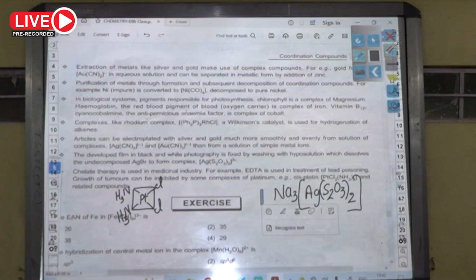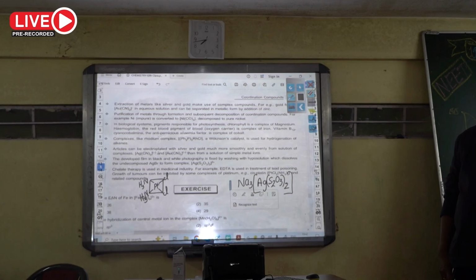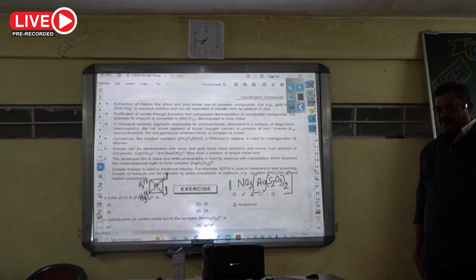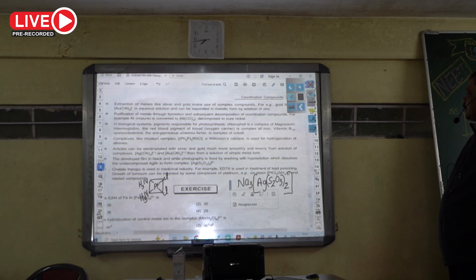Next, EDTA is used in the treatment of lead poisoning and also for determining the hardness of water.